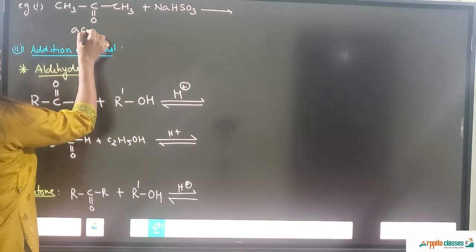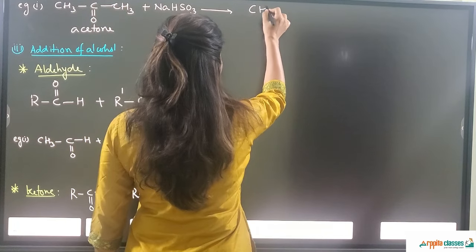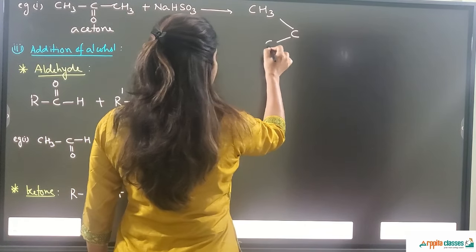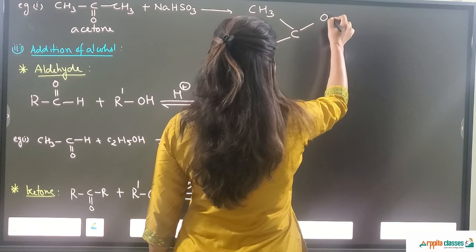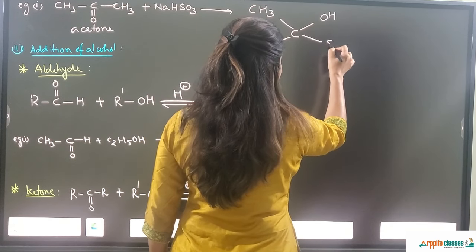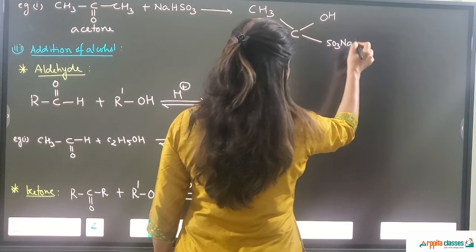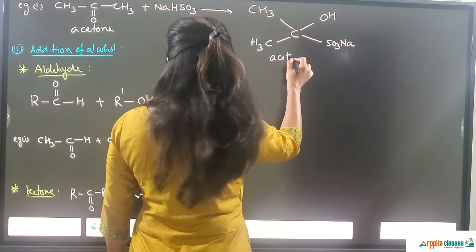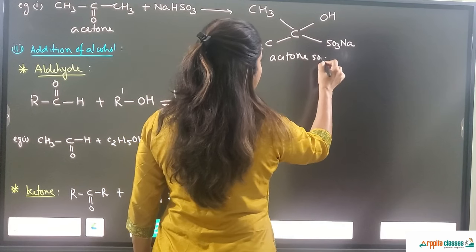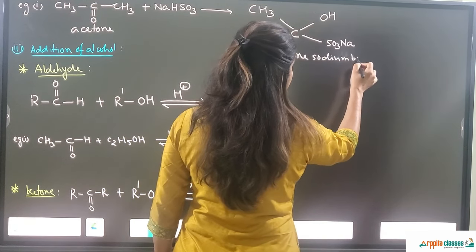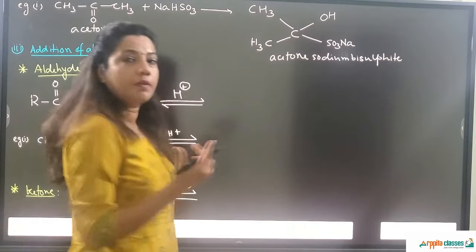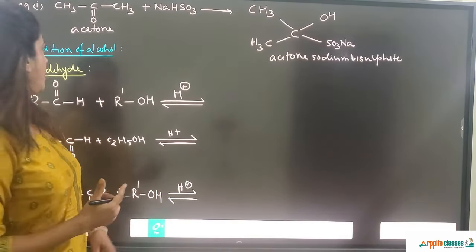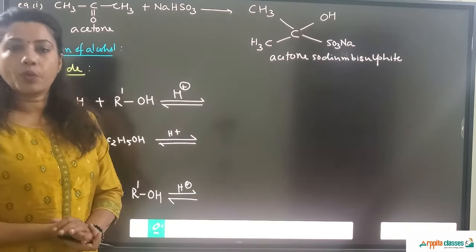Let's take a particular example for this. This is my acetone added to sodium bisulfite. Let's try to write down the product. You write it on your own. Try it out. CH3, CH3. First I wrote the undisturbed bonds. Then one side I'll have OH and the other side I'll have SO3Na. What will be the name of the product? This is acetone sodium bisulfite. It's very important to write down the name of the organic compounds in the reaction. Okay, very important. So this is the addition of sodium bisulfite.